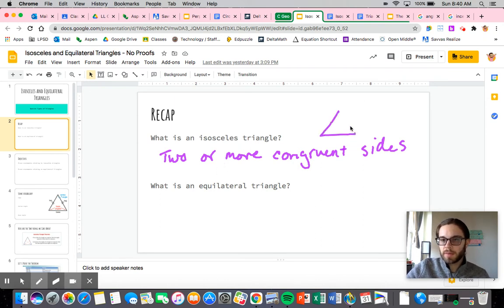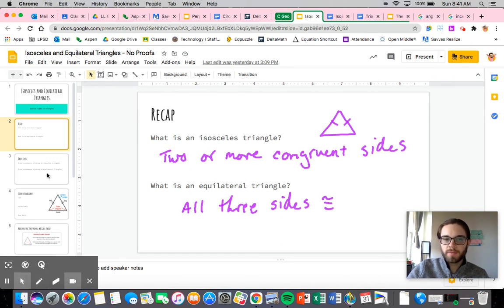Typically, when you see them, you'll know that these two sides are congruent. This one's not. It could be. And when it is congruent, it is an equilateral triangle. So that is where we have all three sides congruent.